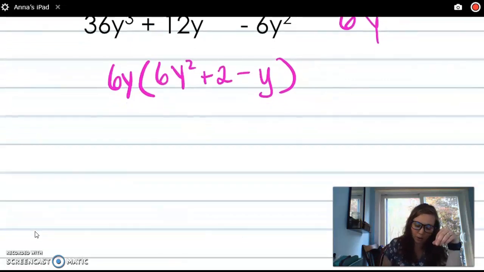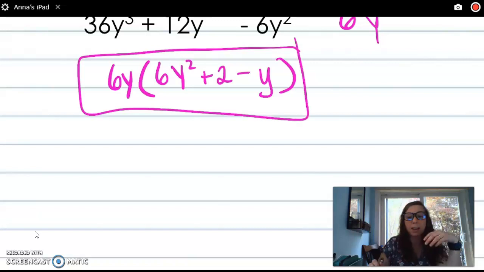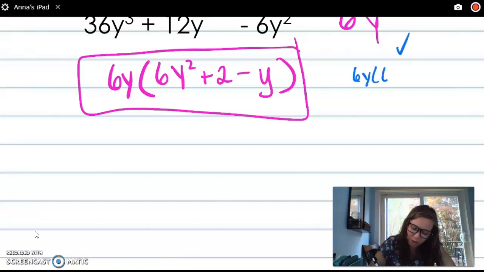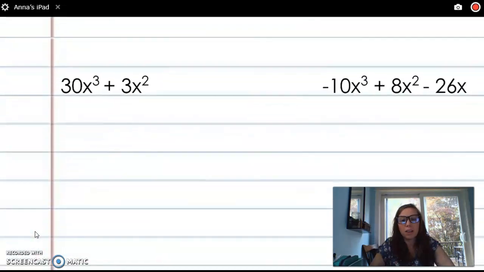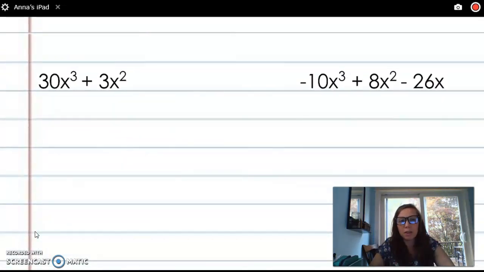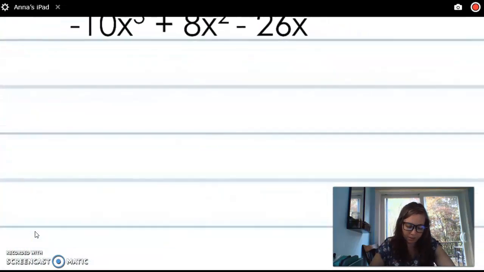And again, you can even do a quick check. That's your answer. When they say factor out the GCF, we did. There's the GCF, the 6. We factored it out. We took it out of each term that we had. So if I wanted to do a check, you could again just multiply it through just to make sure you were right. You can multiply it through on here, and you would get 36y to the third plus 12y minus 6y squared for that one.